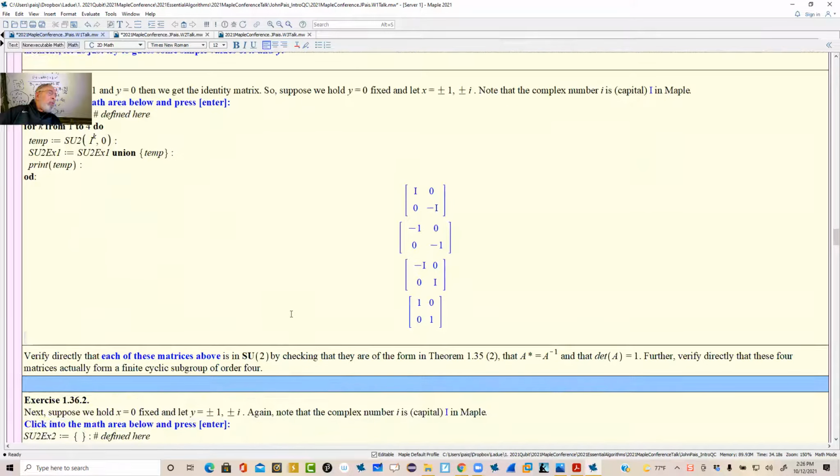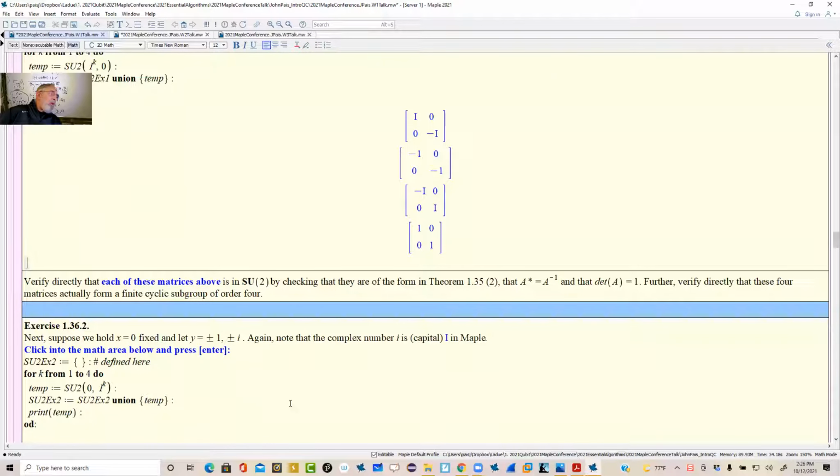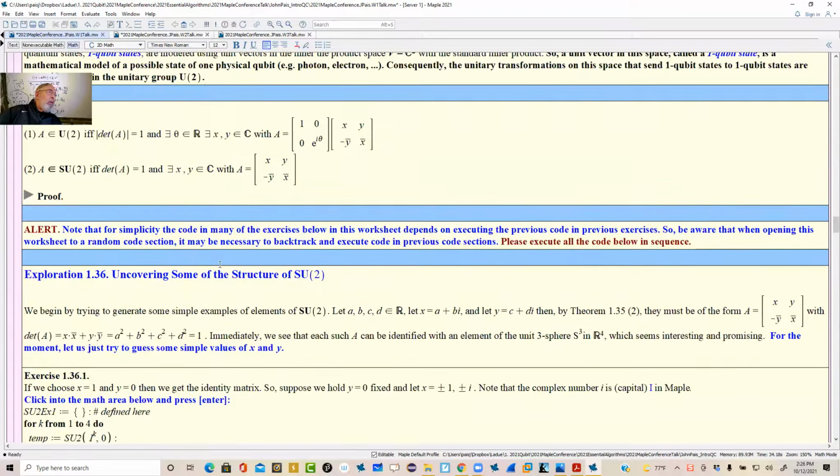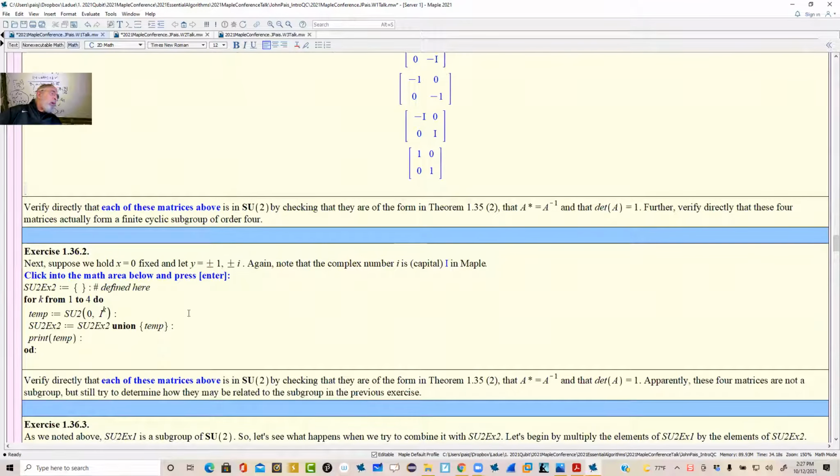The idea is we're just going to explore these matrices and see what they're like. Using this matrix right here, we changed X, letting it be plus or minus 1, plus or minus i, and we had Y be 0. Now we're going to go the other way around. We're going to let X be 0 and let Y be plus or minus 1, and plus or minus i. Okay, then we'll generate these.